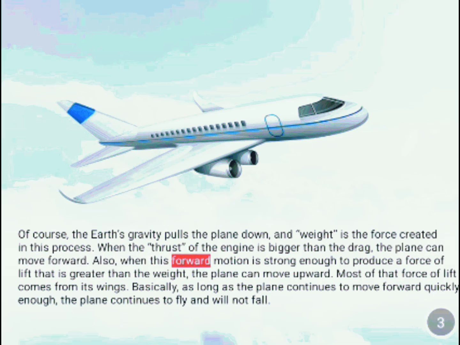Also, when this forward motion is strong enough to produce a force of lift that is greater than the weight, the plane can move upward. Most of that force of lift comes from its wings. Basically, as long as the plane continues to move forward quickly enough, the plane continues to fly and will not fall.